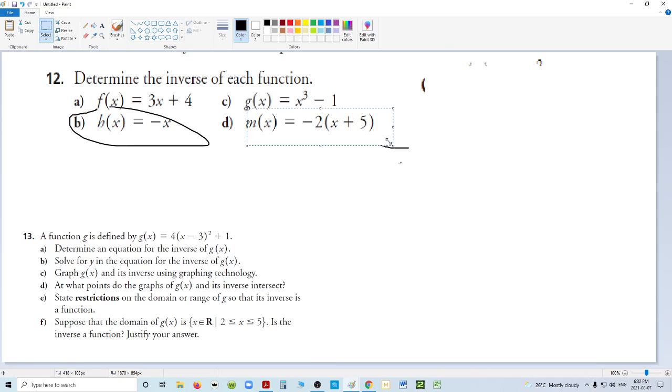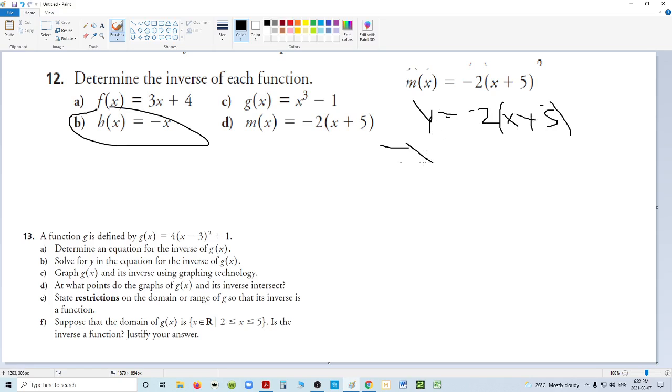So again, that's fairly important, to end it with that inverse formula. So again, I'm going to start by replacing my x's and y's like that, then swapping them.